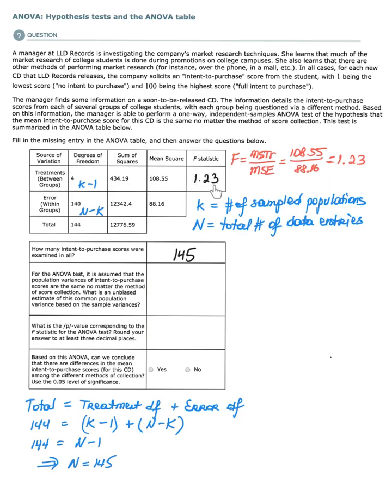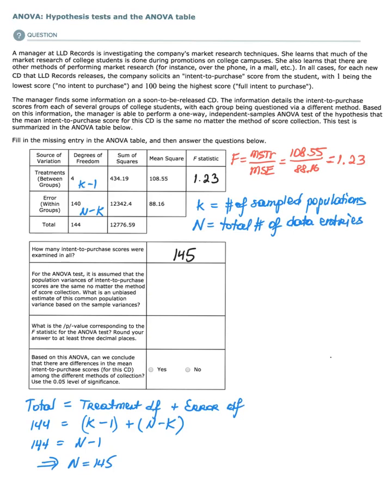Now let's get to the first question that we need to answer below. How many intent to purchase scores were examined in all? Please notice nobody told us how many such scores we examined in the body of the story, but we need to find that information by using the degrees of freedom. And here's how we do that. Please recall that k represents the number of sampled populations, and k minus 1 represents the degrees of freedom for treatment. If 4 is equal to k minus 1, it tells me that 5 groups were examined, so k is 5.